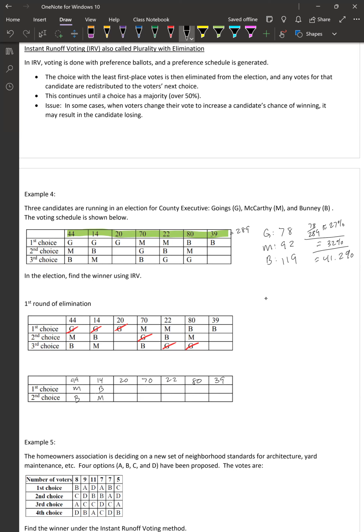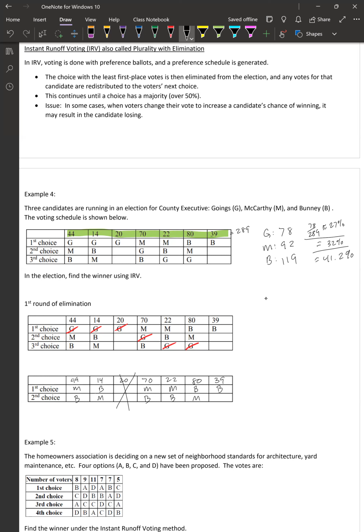And then for this one, these 20 people only gave us a G. So we are just not going to consider those at all. There's nowhere for them to go. There's no second place option. So those 20 votes are eliminated, which also means that our total is going to change. We have to pay attention to that. The total number of votes that we're now considering is not the same 289 as it was before. These 70 votes are now M and then B. The 22 are also M and then B. The 80 are B and then M, and those 39 are still B.